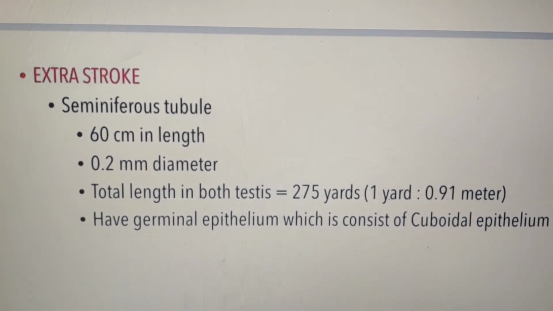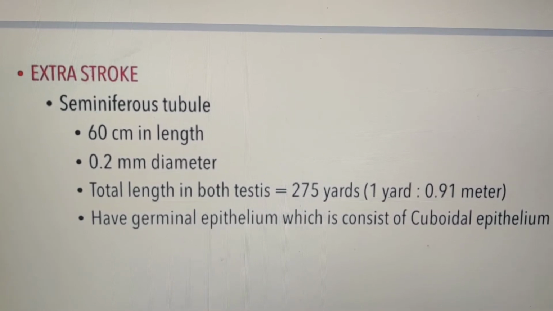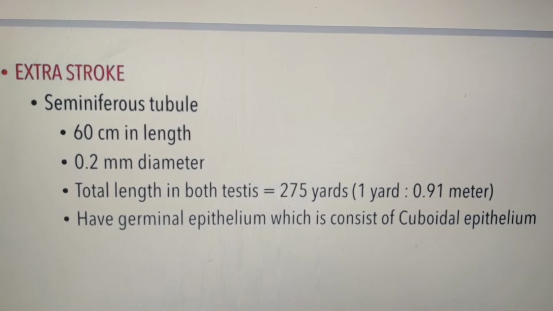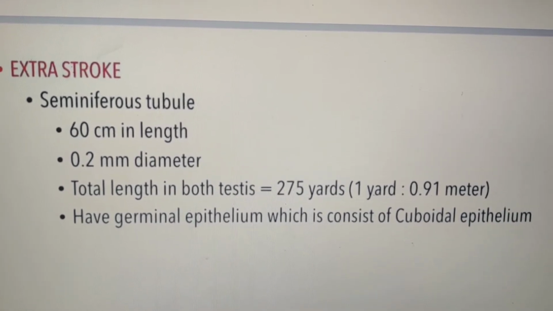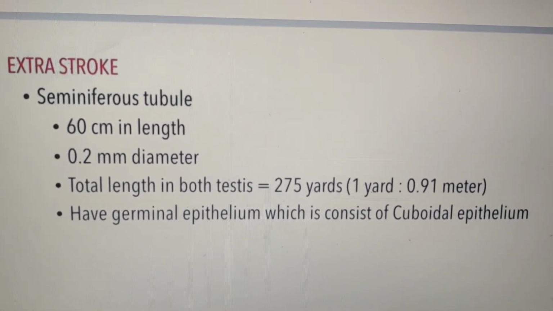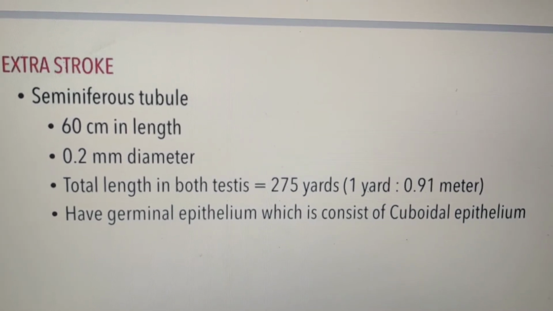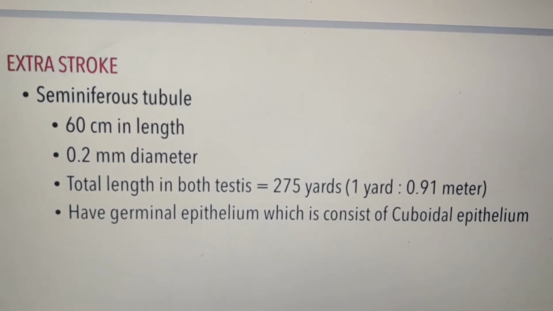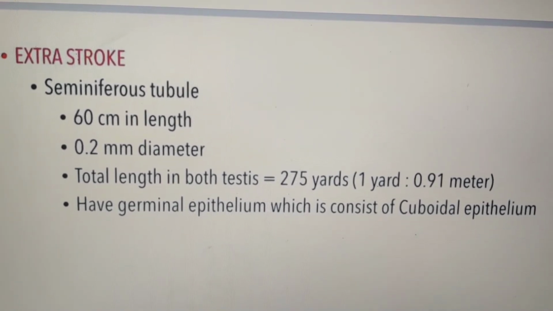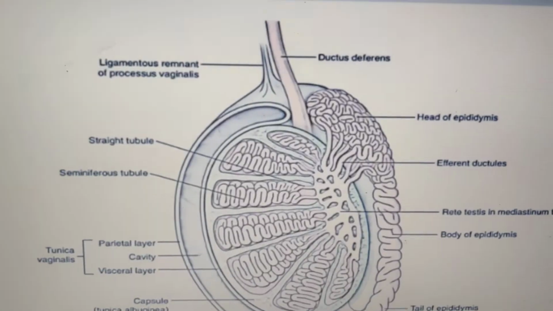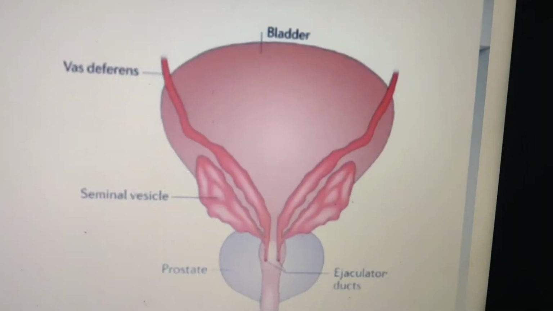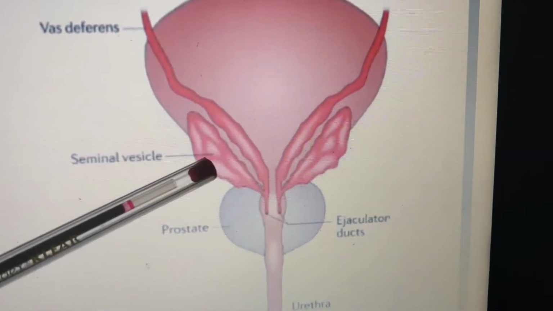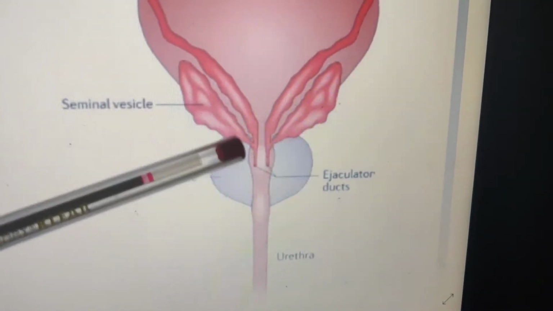The seminiferous tubule is 60 cm in length and 0.2 mm in diameter. Then the total length in both the testes is 275 yards. So this is about the seminiferous tubule. The function of seminiferous tubule is to provide nourishment for the sperms.